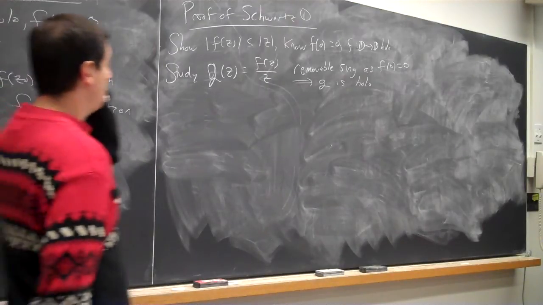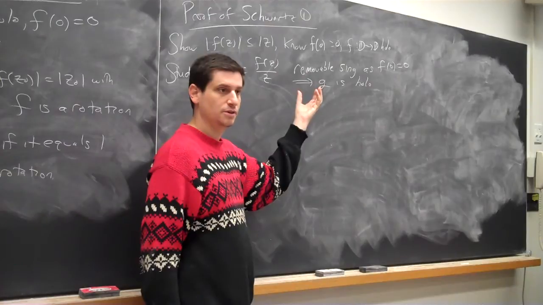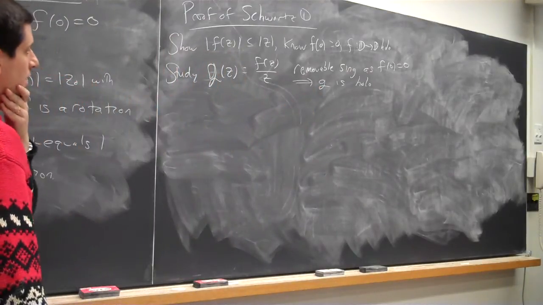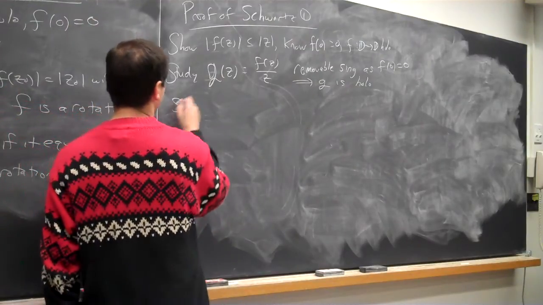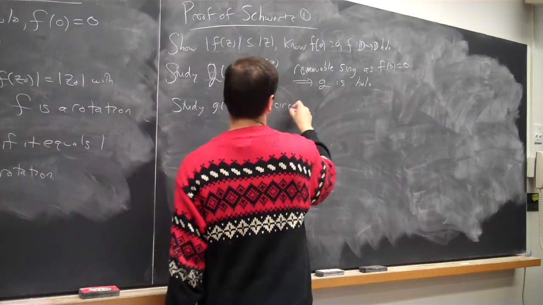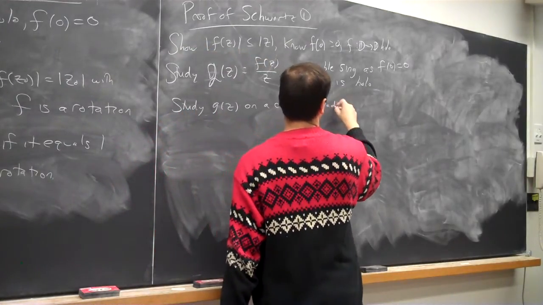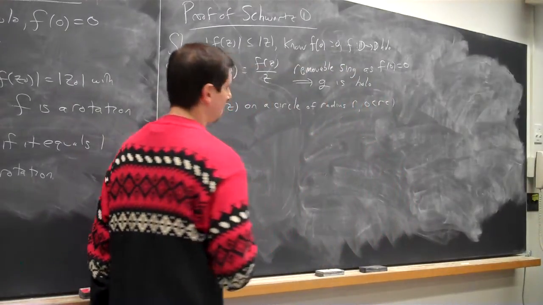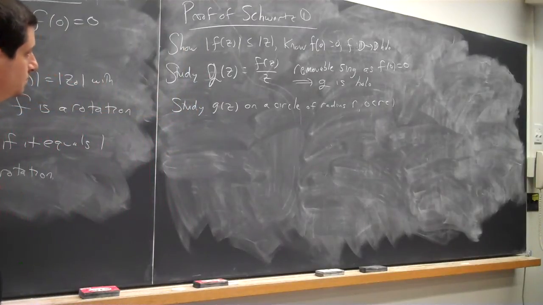So we have two different boundaries we could look at. We could look at, say, the absolute value of z equal to r, or we could look at the absolute value of z equals 1. And so let's study g(z) on a circle of radius r, with 0 less than r less than 1. I'm trying to think why you can't just immediately jump to a circle of radius 1.